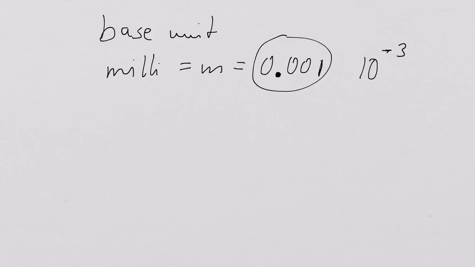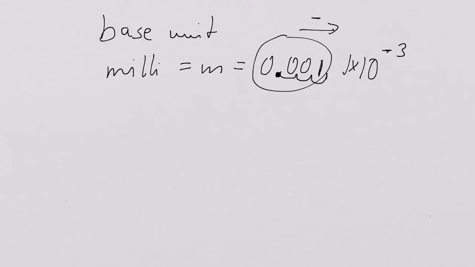Yeah? Dot. And I move it, move it, move it. I move it 1, 2, 3. I move it here. So it would be 1 times 10 to the, because I move it in this direction, it is minus. I moved it 3 times, so it is minus 3. Yeah?